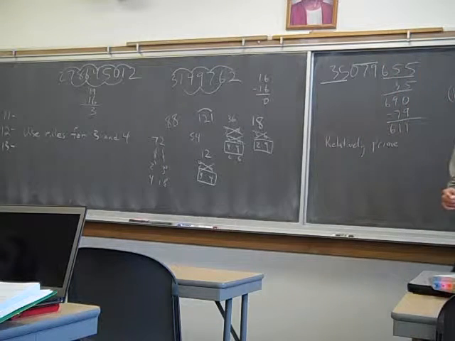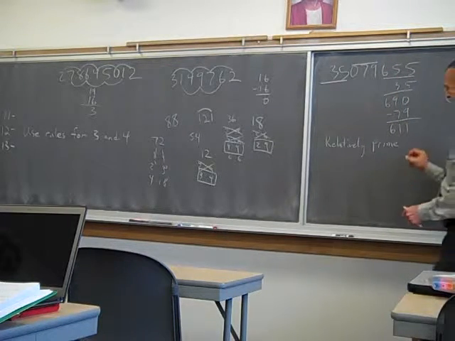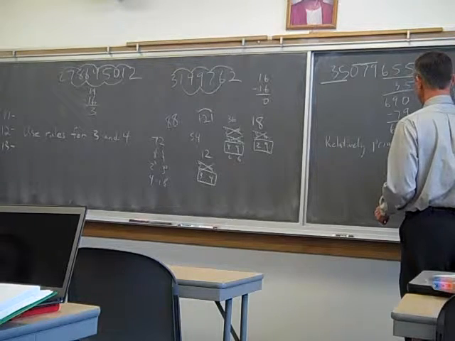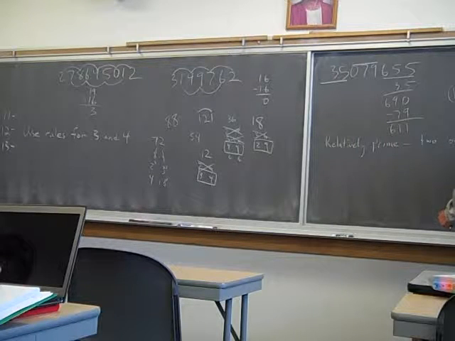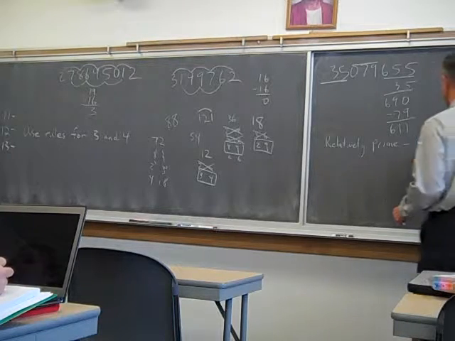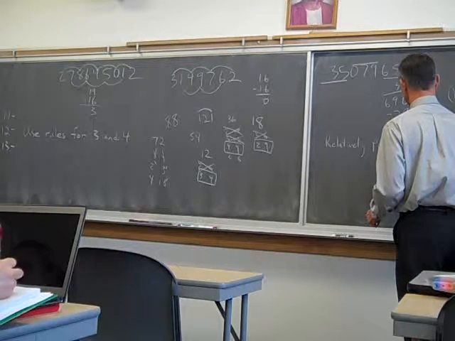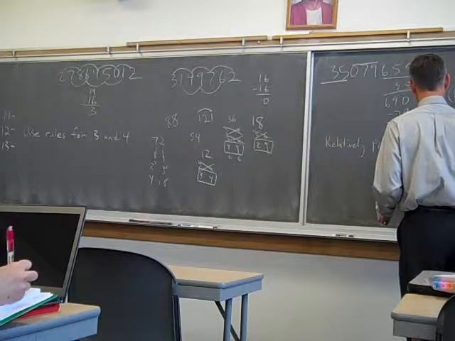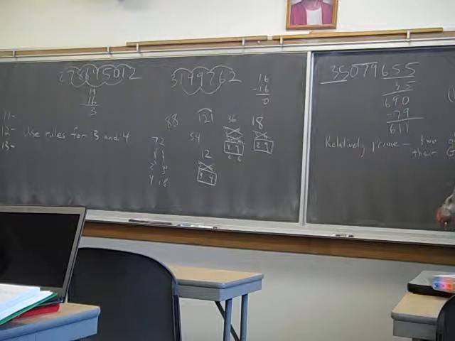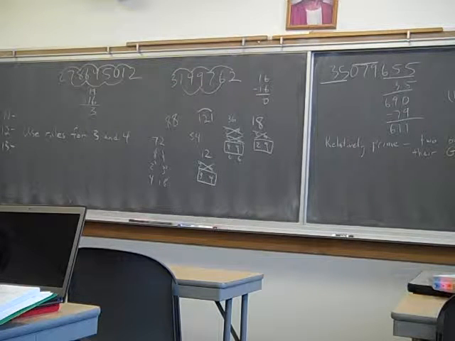We say that they are relatively prime. What does that mean? Two or more numbers with their greatest common factor of 1. That will be a good place to jump off.